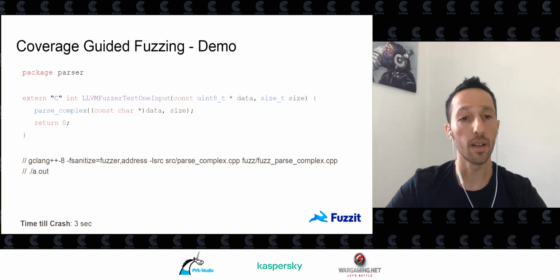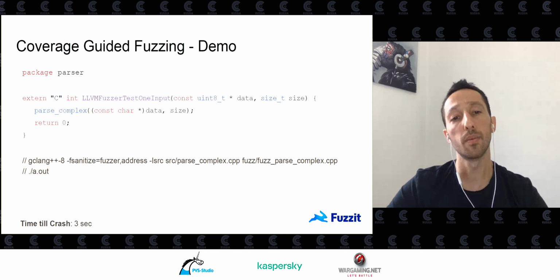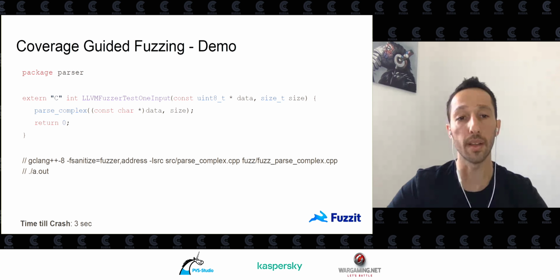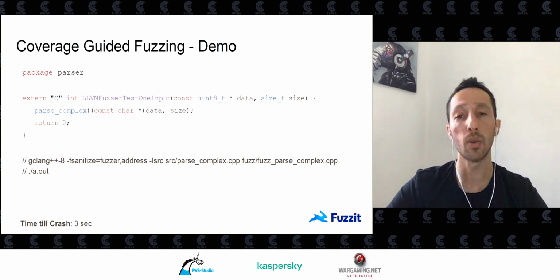So if you have clang which is bigger than 6.0, you add the flag -fsanitize=fuzzer, and this will link it with libFuzzer. And then you add the sanitizers. I'll talk about sanitizers later, but here I used the address sanitizer, which will help us find the heap overflow in that case. Okay, the memory corruption.